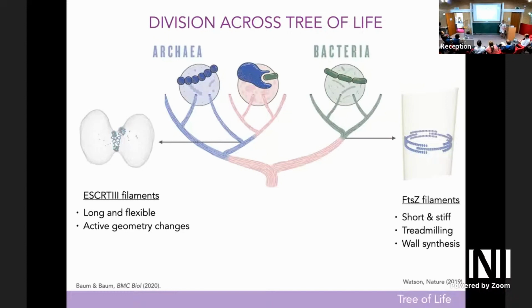Another way to split a compartment into two is by building a wall in the middle, right? By building a partition. That's what bacteria do. So what they do is, again, use filaments called FtsZ filaments that, unlike these that are long and flexible, are short and stiff. They treadmill, meaning they, as we've learned from Karsten, grow and shrink with an equal rate. So it looks like they're running around, but they're really not. They're growing and shrinking. And this treadmilling is somehow coupled to the synthesis of the material in the middle that's going to split the cell into two.